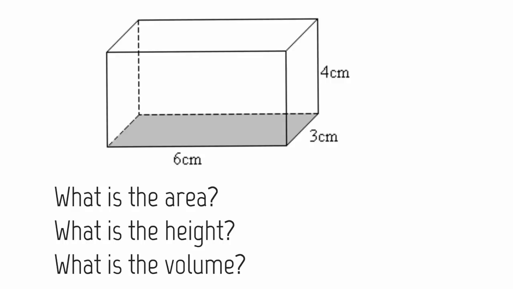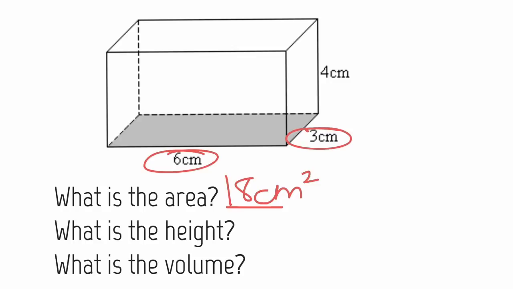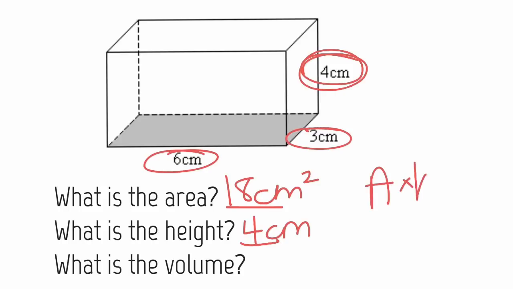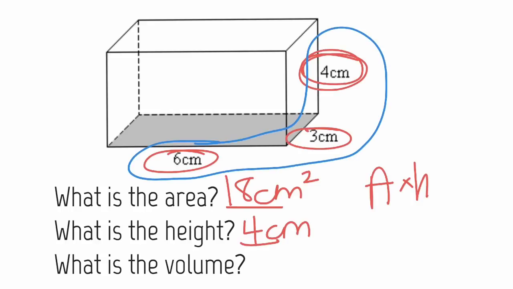Example. So first I'm going to start off by finding what is the area. 6 times 3 gives me 18 centimeters, and that's squared because it's two numbers. What is the height? 4 is the last number, and it shows me how tall it is. Now to find the volume, I'm going to take the area times the height, or I can take 6 times 3 times 4. Either way, you get the same answer.